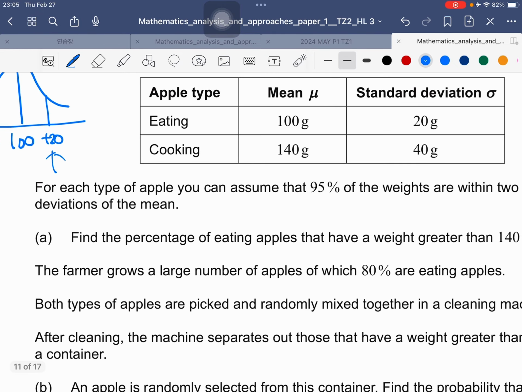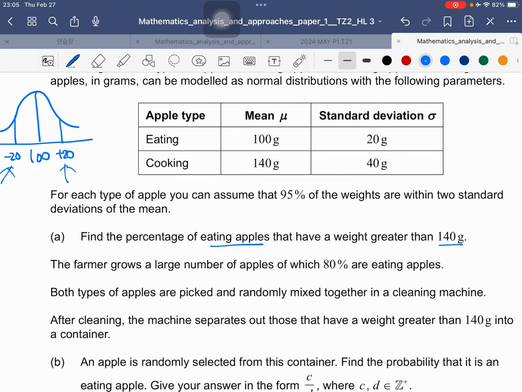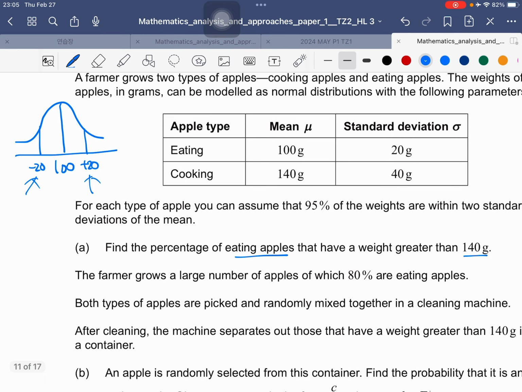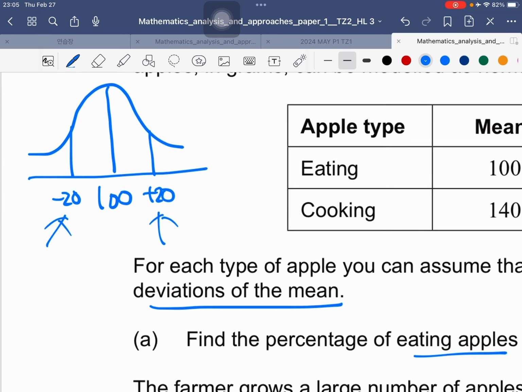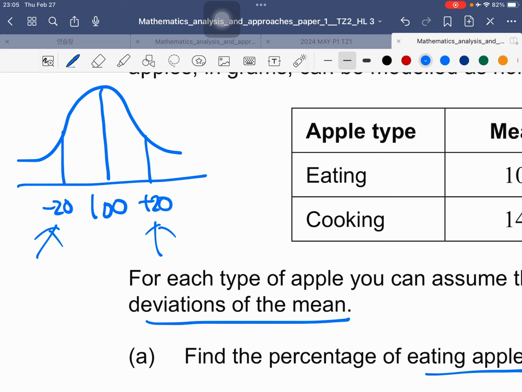Find the percent of eating apple that have weight greater than 140. So it says 95% of the weight are within two standard deviations of the mean. This is one standard deviation over here. Two standard deviations is plus 40 here, so this value is going to be 140. This is 80. This is 60 here.